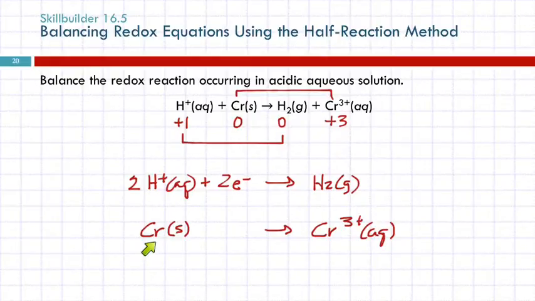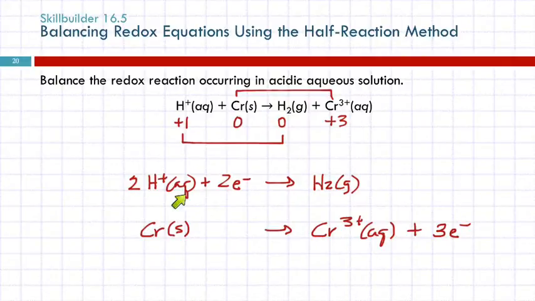Here we have Cr, total of 0 charge here. Cr3+, total of +3 charge. So I want to add 3 electrons over here. So I've got +3 and -3, and that adds up to 0, which equals what's over here. Okay?